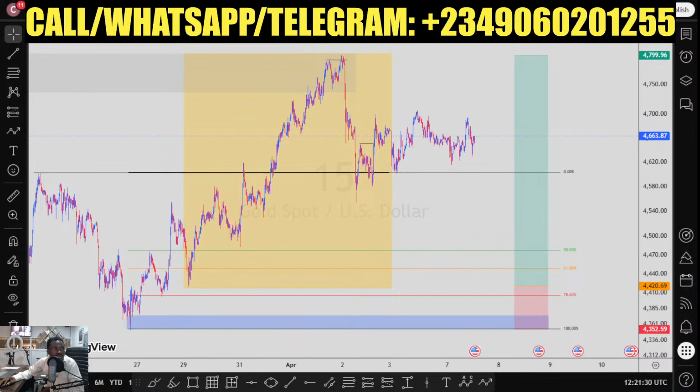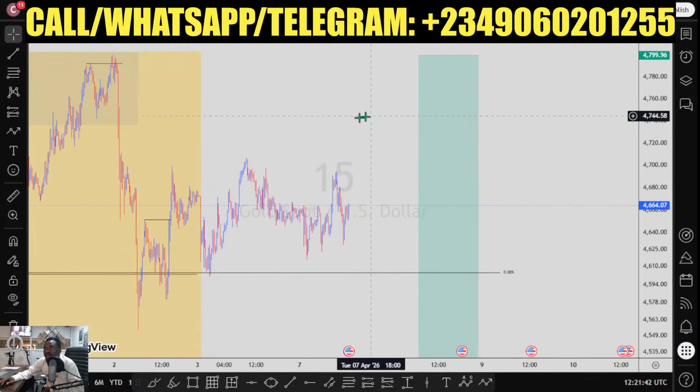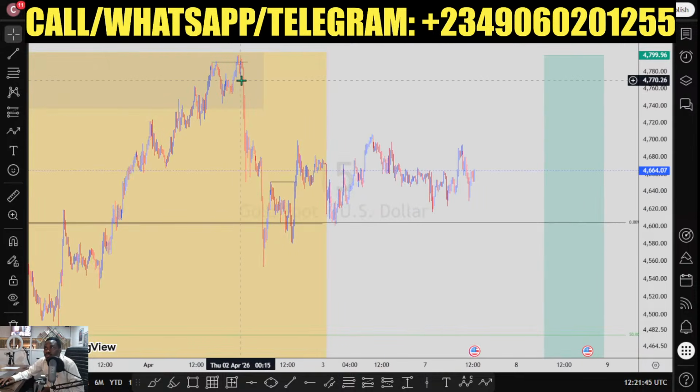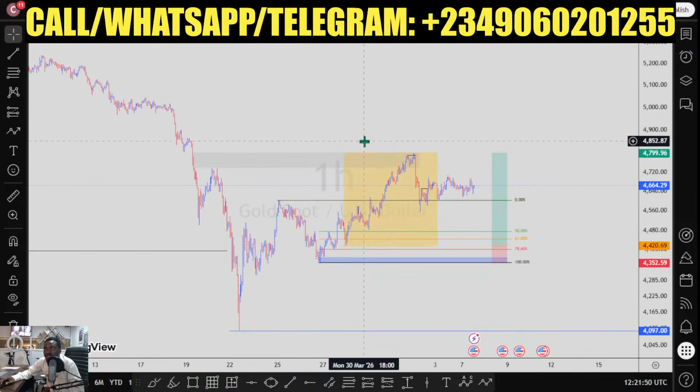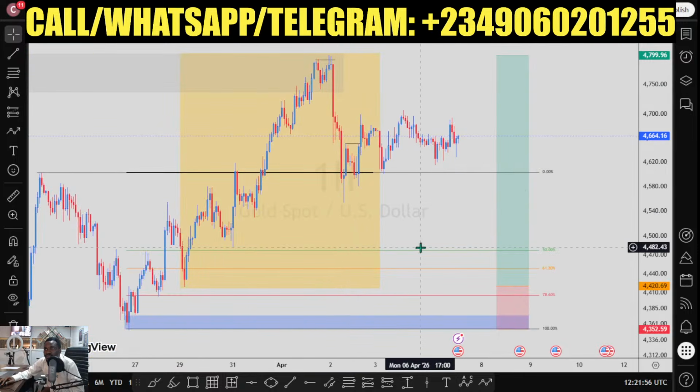Let's check this out. Now let's check out GBP paired against USD. Before we go, please check out the supply level on gold. That is supply which comes in at 4,770. Let's go to the 1-hour chart. There's a strong supply here. You have to take note of that significant level. Take note of 4,750, possible supply here, right?